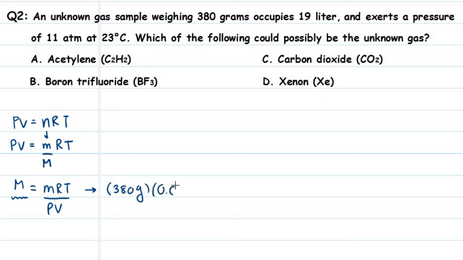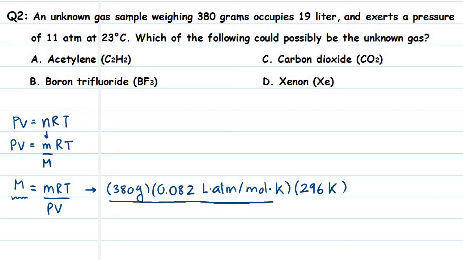R is 0.082 liter atm per mole Kelvin. And T here is 296 Kelvin. And then P here is 11 atm. And V is 19 liter. Alright, so let's try to figure it out.